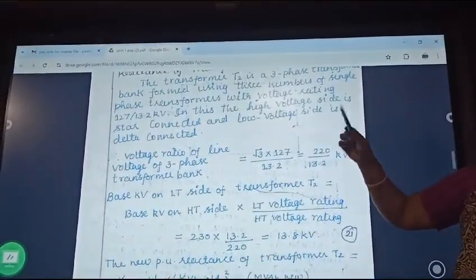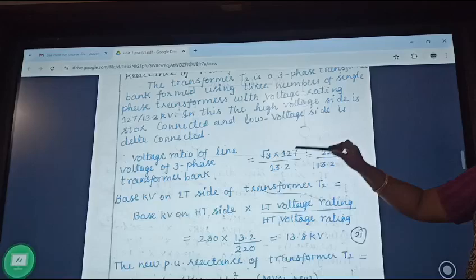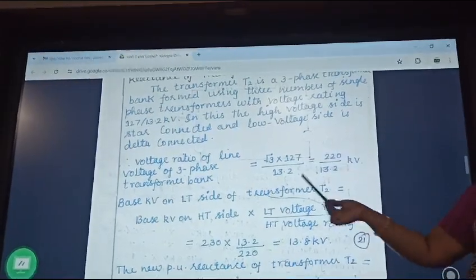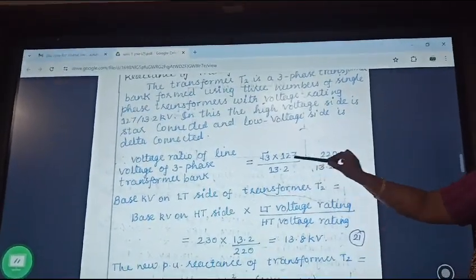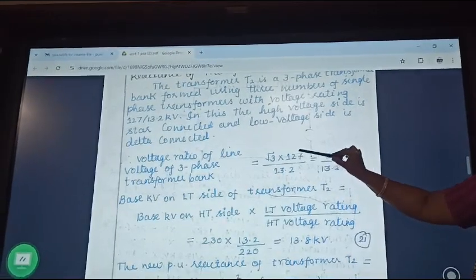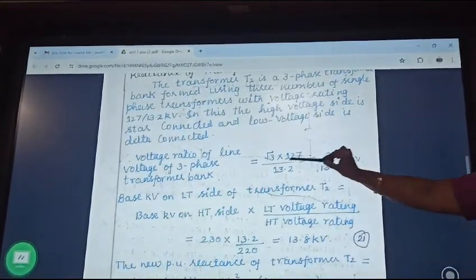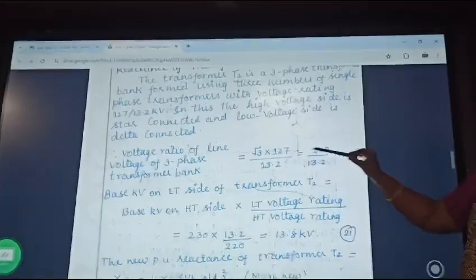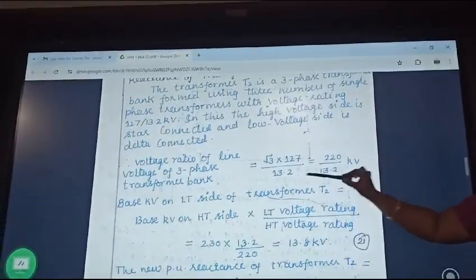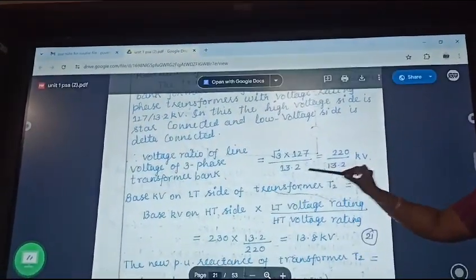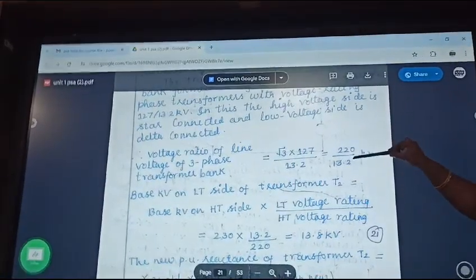On the star side, VL equals root 3 times V phase, and for delta, VL equals V phase. So you should multiply by root 3 to convert it to VL, that is the line voltage. Converting the phase voltage to line voltage gives 220, and on your delta side VL equals V phase, so 13.2 we just take as it is.